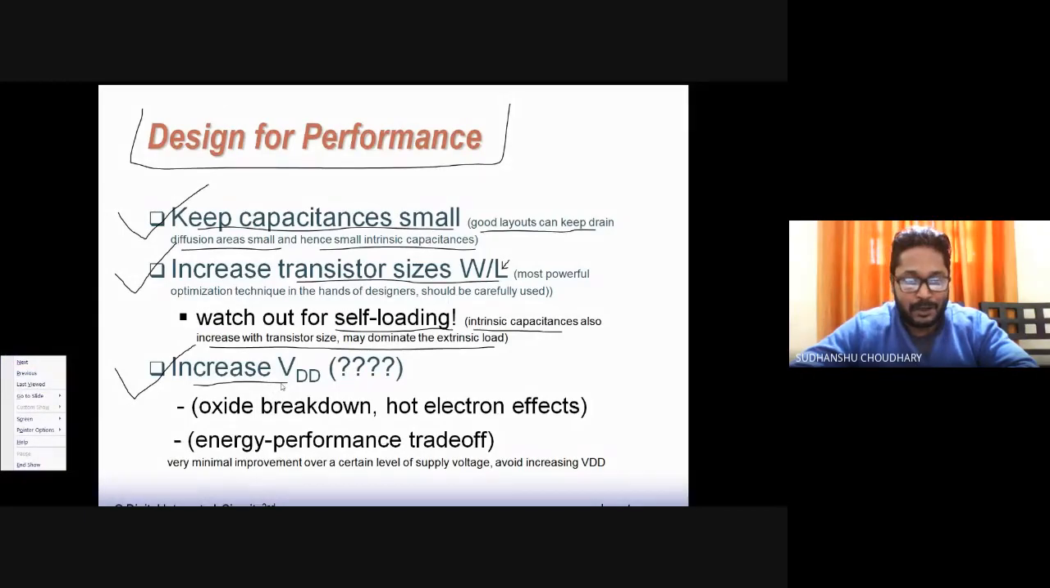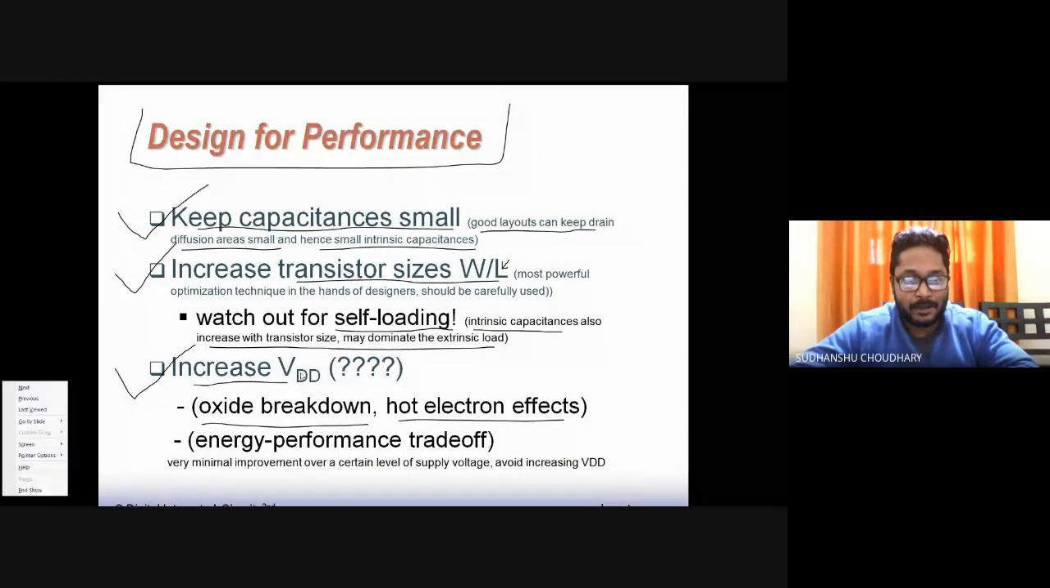We had seen some time back, when we were talking about devices, that if you increase this VGS, then the transverse electric field, that is the gate to bulk electric field, becomes very high. Because of hot electron effects, the electron can tunnel through the oxide and enter the gate region, which is also called oxide breakdown. This is only possible when you increase VDD above a certain level. So one has to keep these two effects in mind when increasing VDD. That means there is some optimum value of VDD above which it should not be raised.